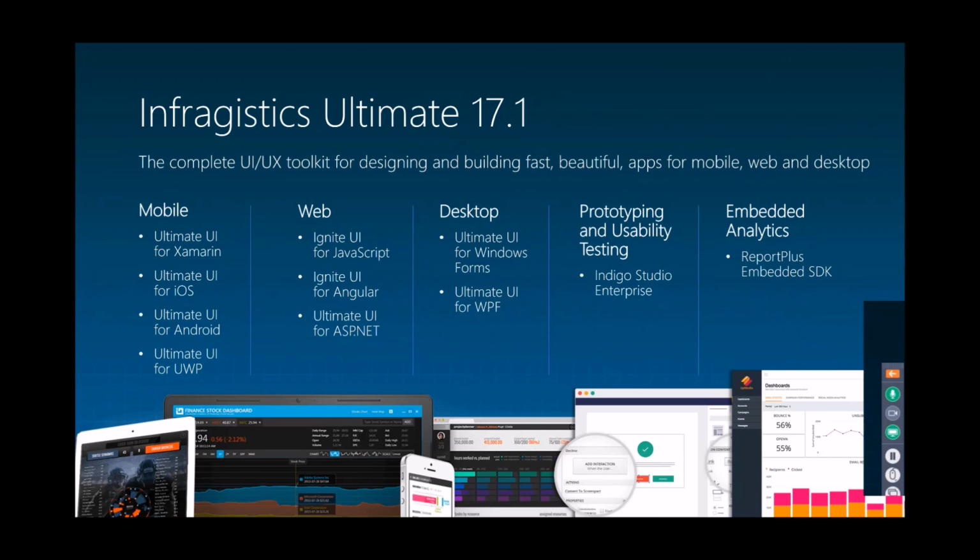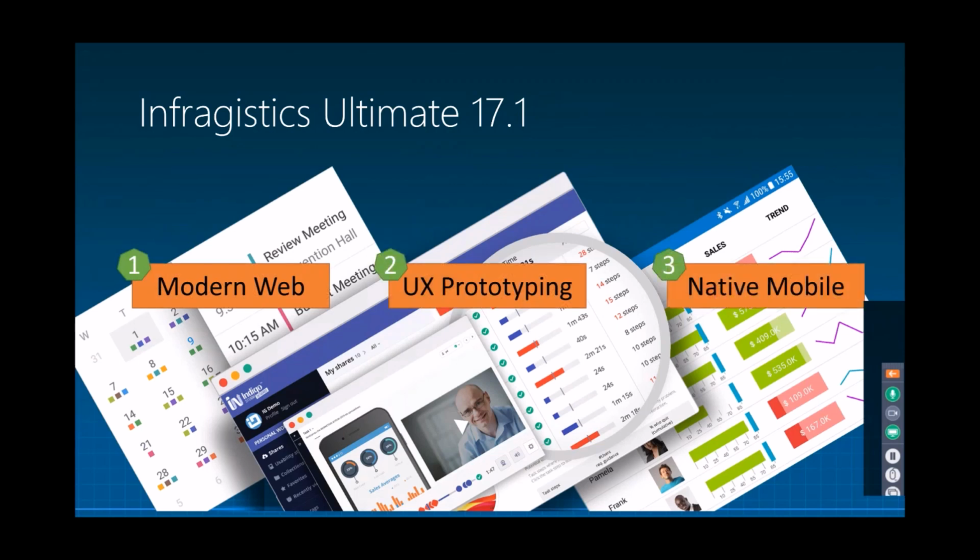So today, with 17.1, there are 3 areas that we really focused on. Number 1 was modern web, number 2 is UX prototyping, and number 3 was native mobile. So when we're doing the demos today, we're going to focus on those areas, and when you leave the webinar today, I want you to know that, as you are taking your companies to and through their digital transformation, Infragistics is right there with you. In fact, we're a little bit ahead of you, so that when you're ready, we're there. And I think that's really important. When you decide to do something, the tools and the technology need to be there and ready for you to consume.